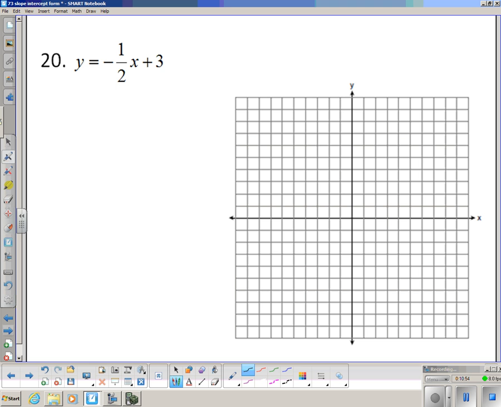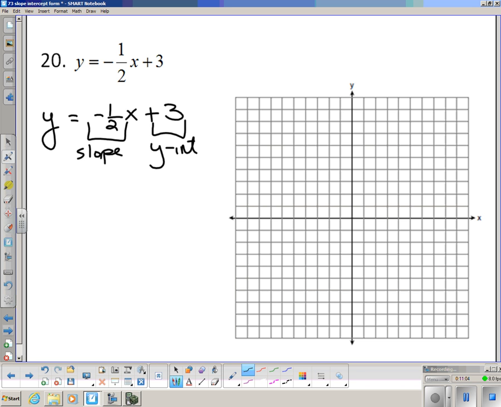So y equals negative 1/2 x plus 3 is our equation. Remember, this is the slope, and this will help us find the y-intercept. It's much easier to graph the line if I have a point to start off with. And this number gives us the y-intercept. So I go to the y-axis, start at x equals 0, and go up 3 units. So there's my y-intercept. And now the slope tells me how to go from there.